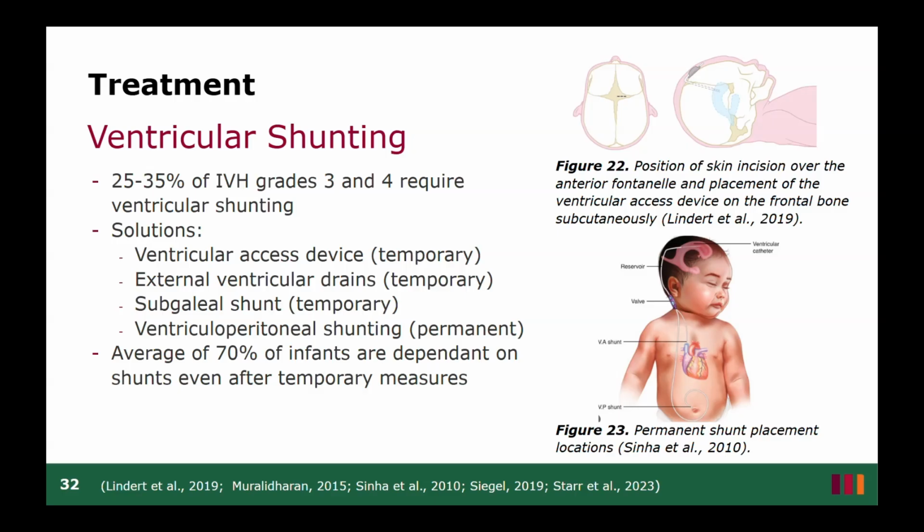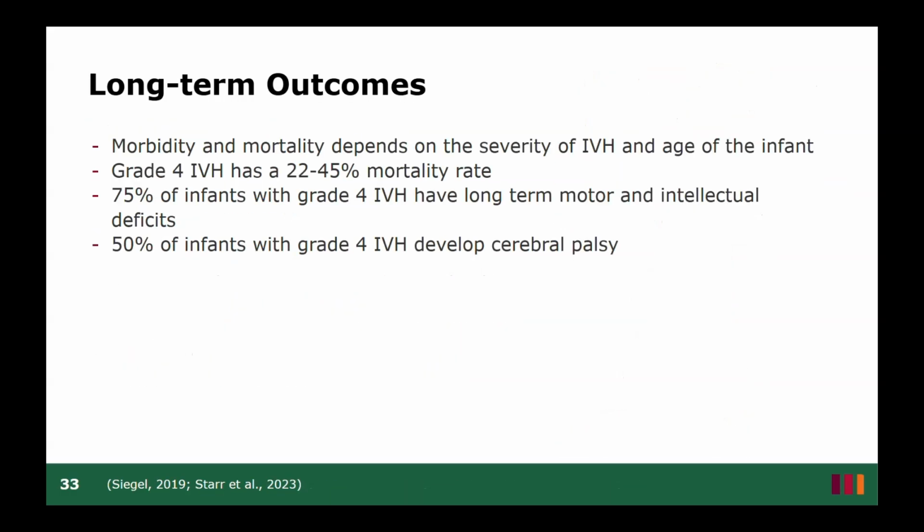While these solutions offer temporary relief, an average of 70% of infants become dependent on ventricular shunting and require permanent solutions. Ventriculoperitoneal shunting directs the CSF collected from the ventricles into the peritoneal cavity via a catheter. This catheter can also be directed to the heart, called a ventriculoatrial shunt, or rarely to the ureter or bladder. Repeated neural sonography is also required to monitor ventricular size for a minimum of 4 weeks after the onset of intraventricular hemorrhage.